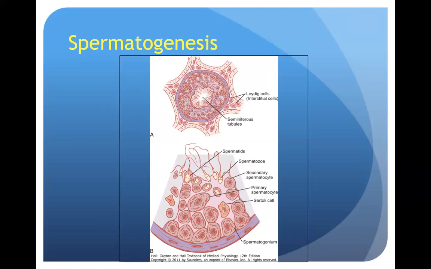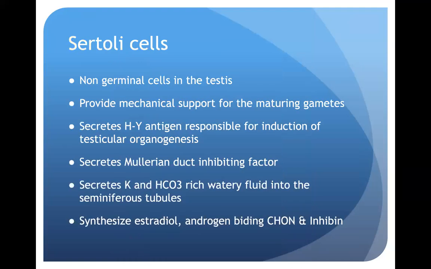Another important cell that you will notice in this picture is the Sertoli cell. Your Sertoli cells are non-germinal cells found in the testes. One importance of which is that it provides mechanical support for the maturing gametes. It also secretes HY antigen responsible for the induction of testicular organogenesis. Somehow, di ba, isa siyang importanteng structure that makes you a male because of that secretion of your HY antigen. It also secretes Mullerian duct inhibiting factor.